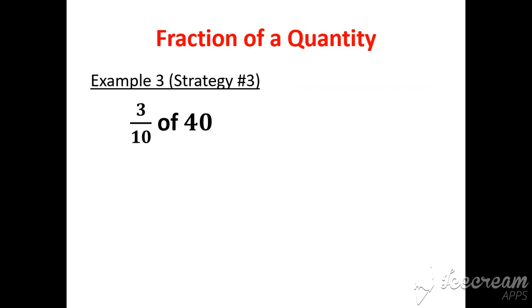Okay, here's our final strategy, and it's the one I prefer, not only because it's with a calculator, but because a lot of the time as you progress through mathematics, you're not going to get simple stuff like 3/10 of 40. A lot of us can do 3/10 of 40 in our head, but as we get into it, we may be working out things like 2/17 of 600. So here's strategy number 3.